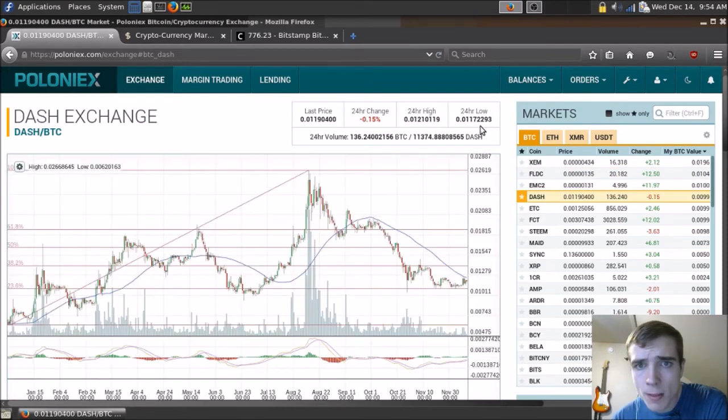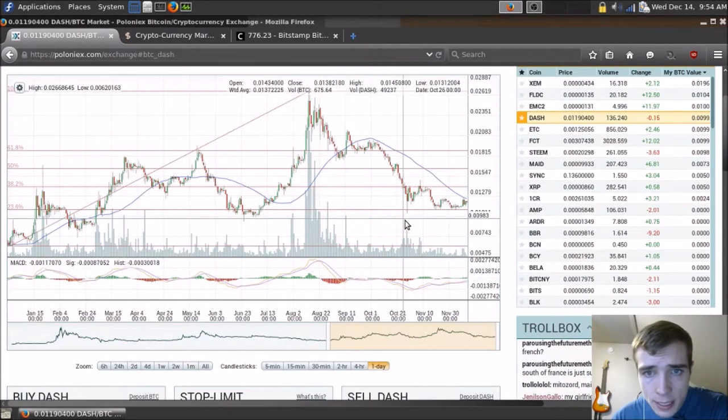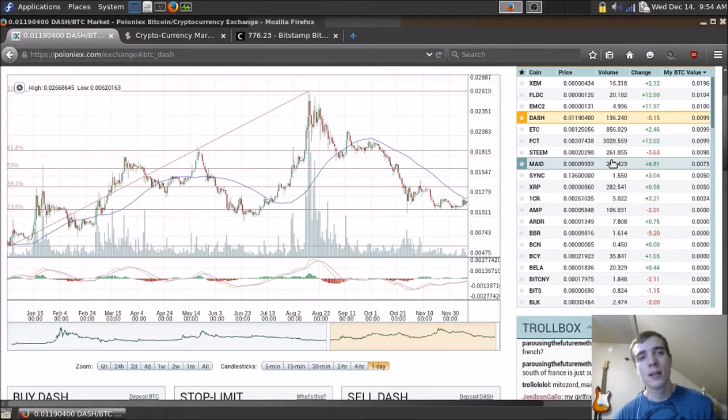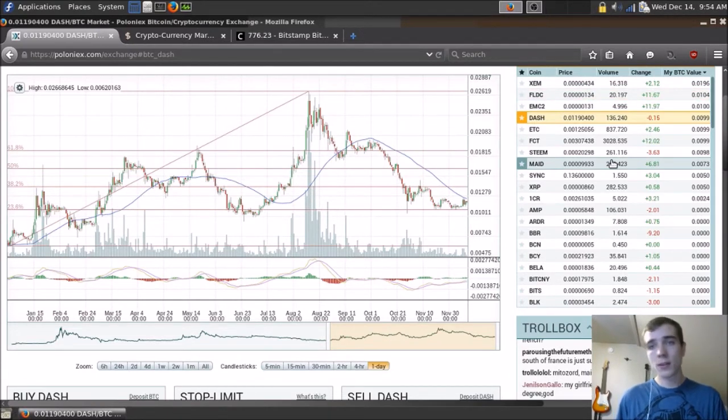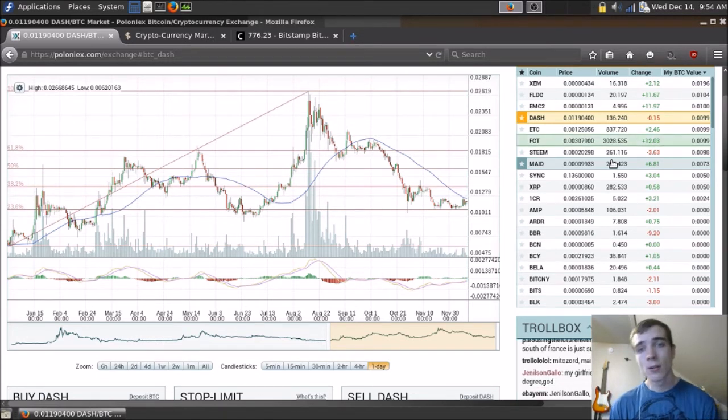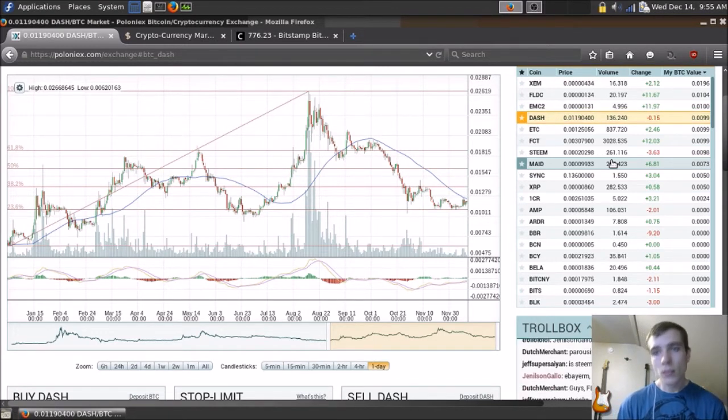Now, Dash is another really good investment. Personally, out of all of the cryptocurrencies out right now on Poloniex, the 3 that I recommend investing in would be Dash, Ethereum Classic, and Factom. Those are the 3 that I see the most potential in right now. Now, we'll see basically what happens, but those are the ones I'm betting the majority of my money on, especially in my Poloniex account, my personal one. I have a lot of money in those 3 coins.